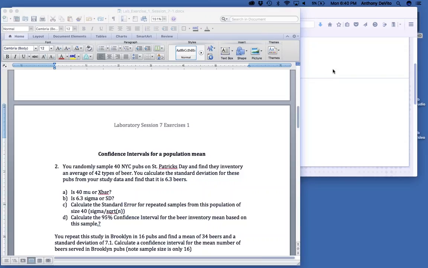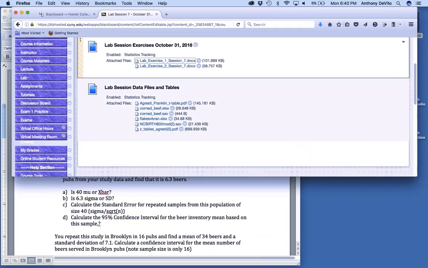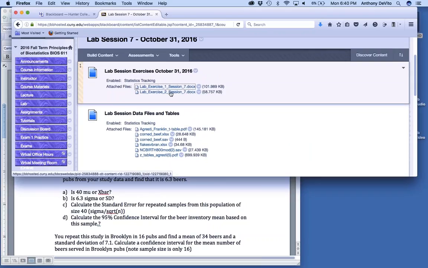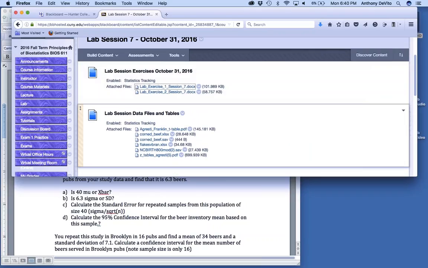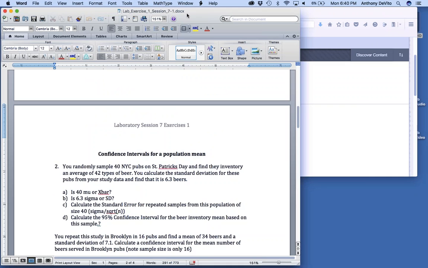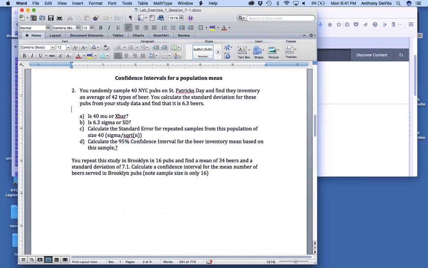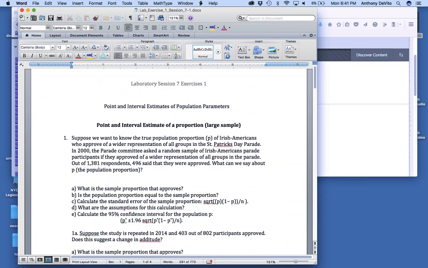So I'm gonna back up a step so that we kind of cement in some of what we learned about the confidence interval. There's a document on Blackboard, here's the lab session 7. This document called exercise 1, lab exercise 1. I'm gonna open that up. It's a Word document, and there's 3 problems on there.